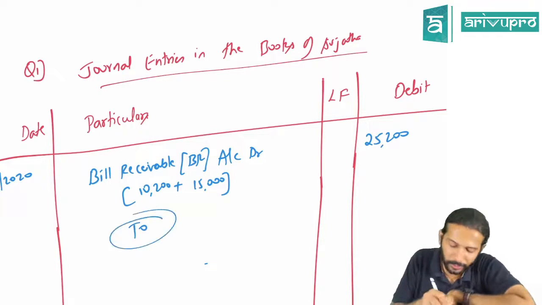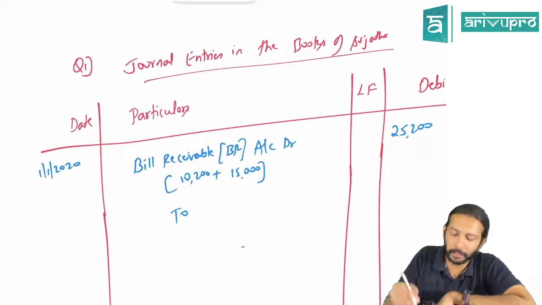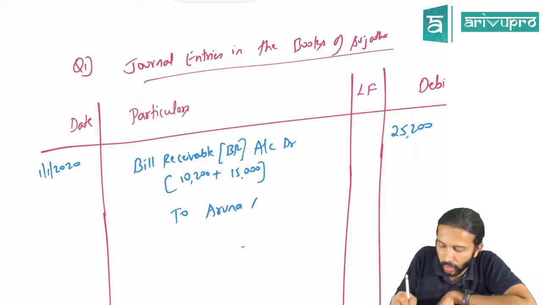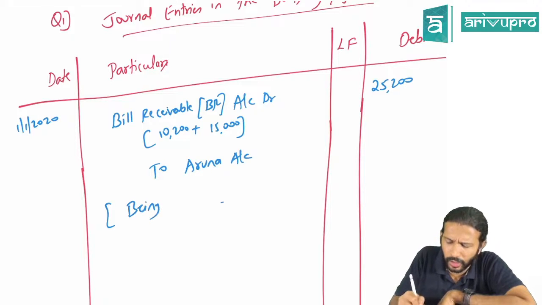Whom did you receive this bill from? You received this bill from Aruna. So that means the journal entry will be bill receivable account debit to Aruna account. Because Aruna is your debtor, hence you have received the bill. Okay. Narration you can just write being bill received from Aruna accounted.